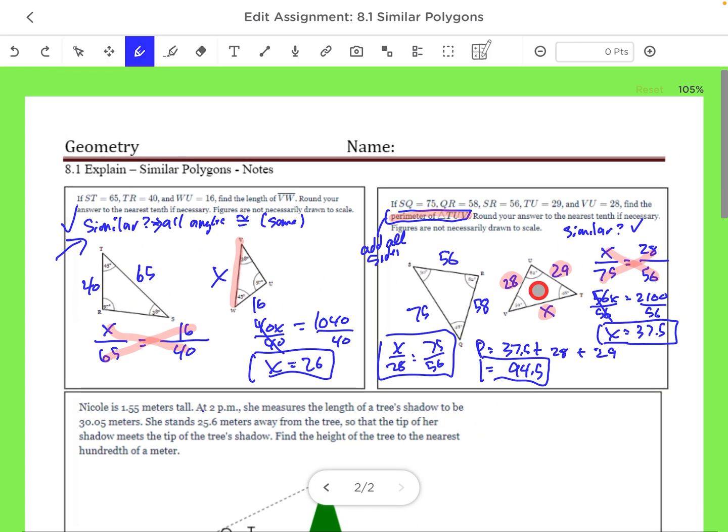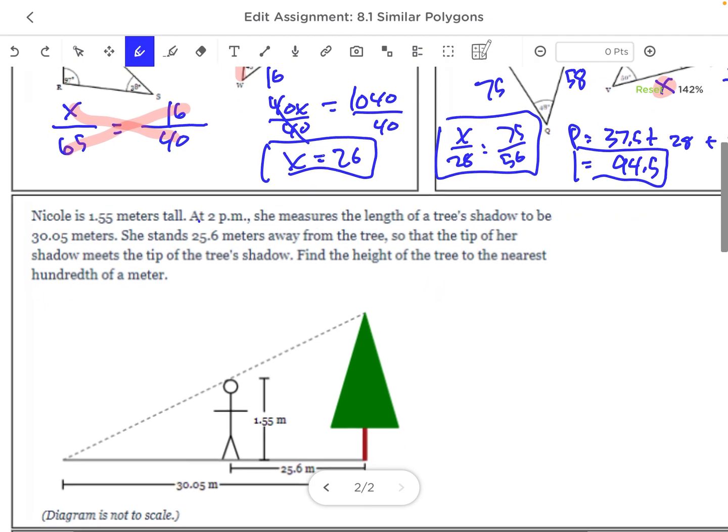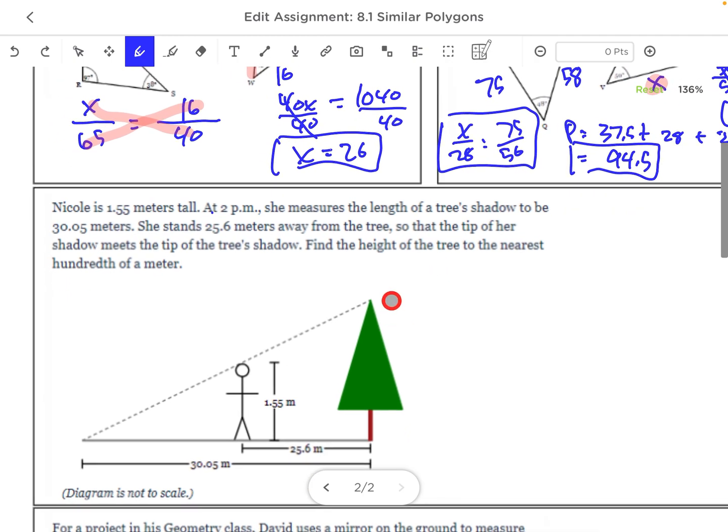So actually, go and pause the video and do these in Delta Math. Alright, so now let's get back to our toughest stuff. Now we're putting it all together. Alright, so this is like a real world example, rather than just a math problem.